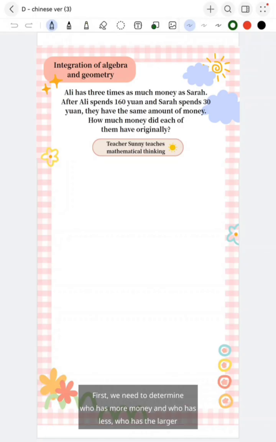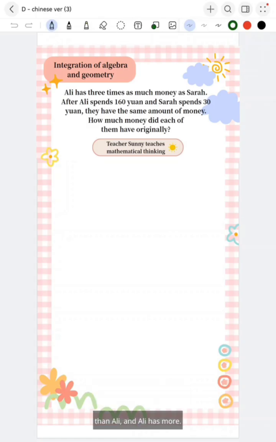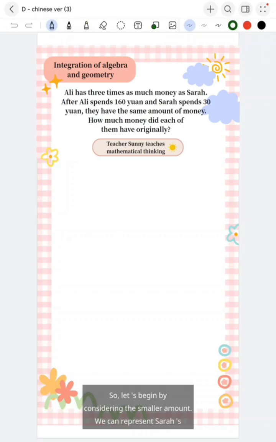First, we need to determine who has more money and who has less, who has the larger amount and who has the smaller amount. Since Ali has 3 times as much money as Sarah, Sarah would need to triple her amount to equal Ali's, which means Sarah has less money than Ali and Ali has more. So, let's begin by considering the smaller amount.